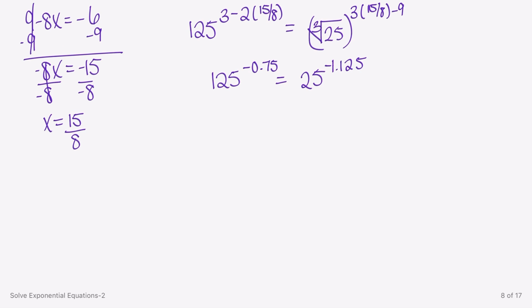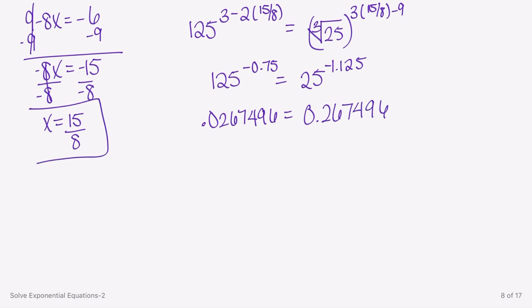And when you do that on both sides, so on the left side, you'll get 125 to the negative 0.75, and that gives you 0.0267496, and then if you do 25 to the negative 1.125 power, it gives you the same value. Okay, so this answer does check out so that we know it is not an extraneous solution. Okay, so x equals 15 over 8 is the solution to this problem.